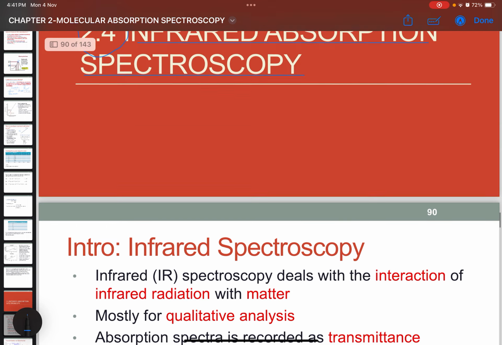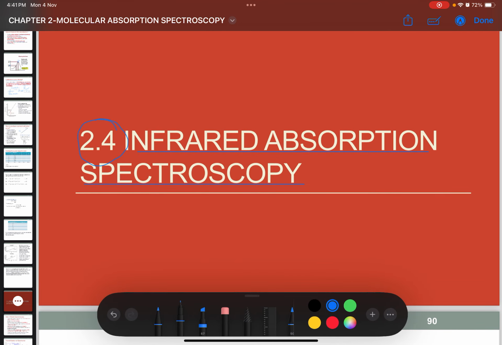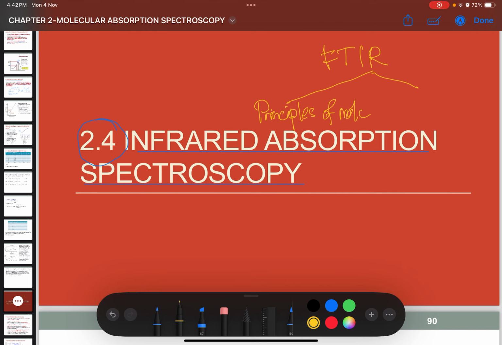Okay, first saya buatkan sikit lah dekat sini dia punya outline for this chapter. Similar to UV, for IR, we will look at FTIR. We will look at the principle of the molecule that can absorb IR. Principle: first, types of molecule. Second, vibration mode. The principle is these two types of molecule, as well as vibration modes or vibration types.